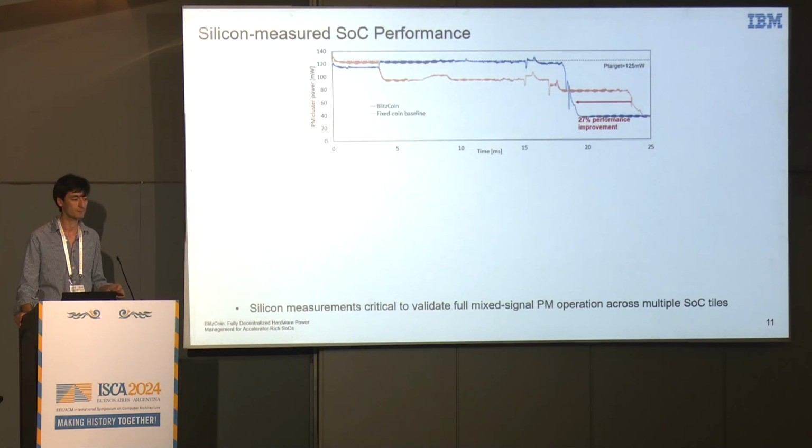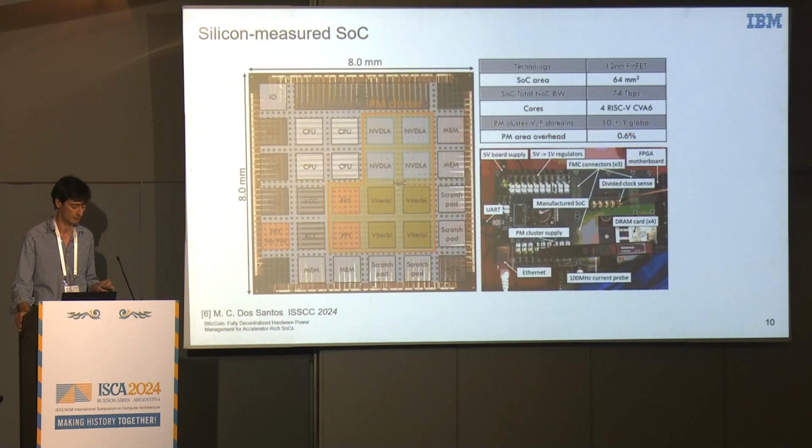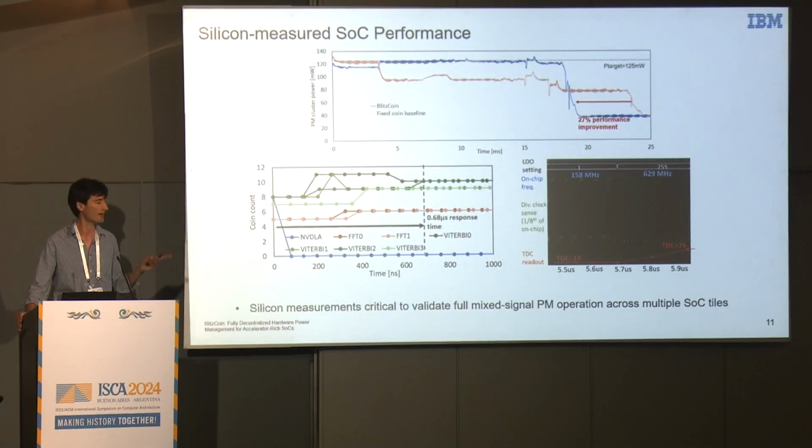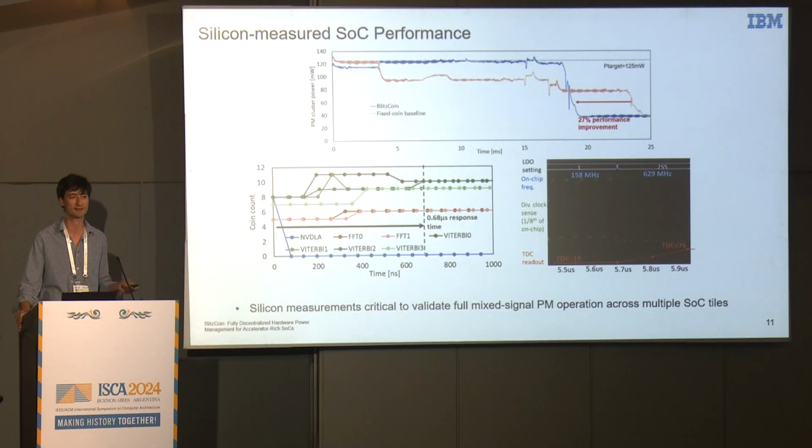We first look at the graph on the top, where we have the lab-measured power trace in blue of BlitzCoin compared, in orange, with a baseline where the power is statically allocated. And we see that BlitzCoin provides about 27% throughput improvement. We are also able to measure in silicon the coin exchange, as seen on the graph at the bottom left, where at the end of the NVDLA workload, the other tiles receive the coins after about 0.68 microseconds. And last, you can see a measured scope illustrating an example of dynamic voltage and frequency scaling.